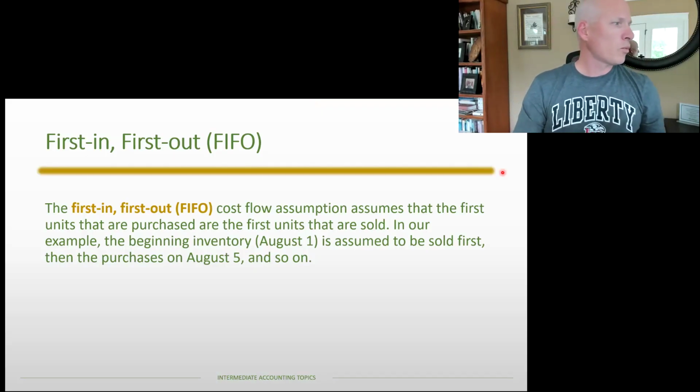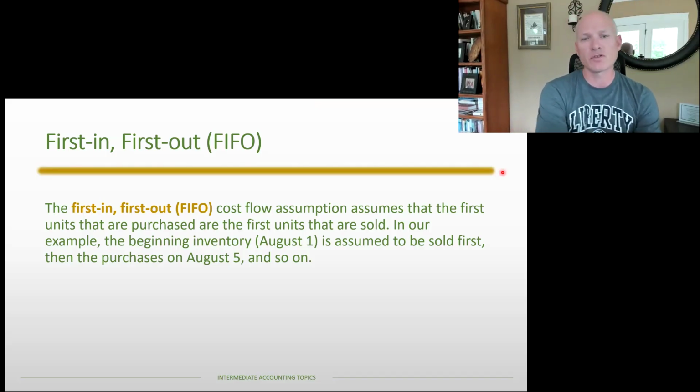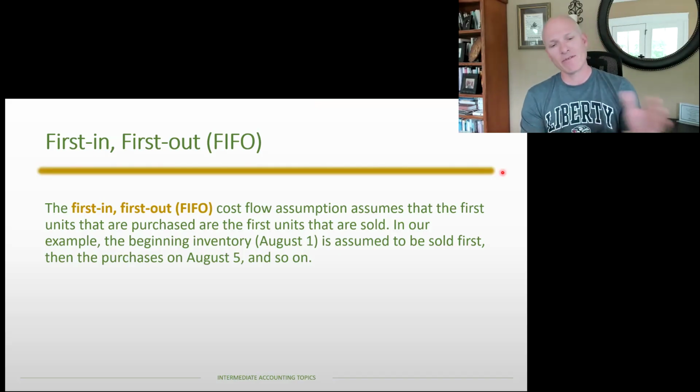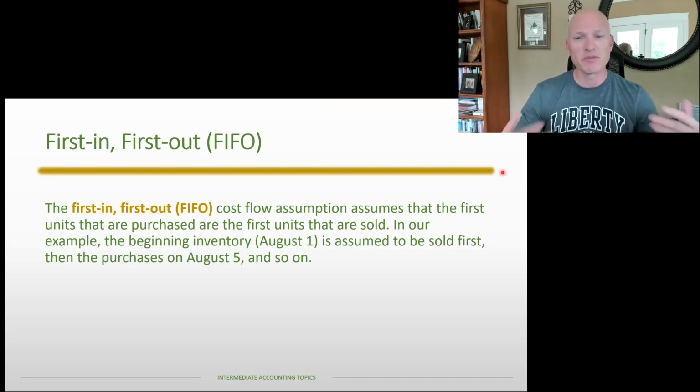All right, so we are jumping into first in, first out as our inventory cost flow assumption. And so again, we have average cost, FIFO, and LIFO. If you've hopefully gone through the average cost lectures, this is going to be way easier. But we do have some things to keep track of.